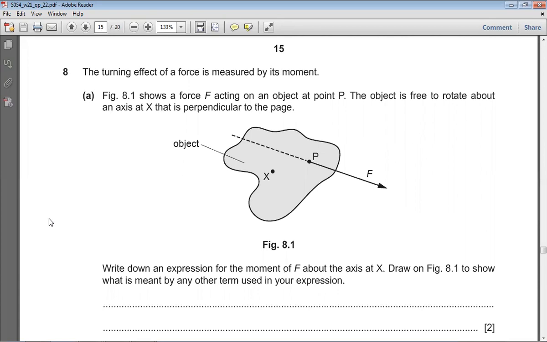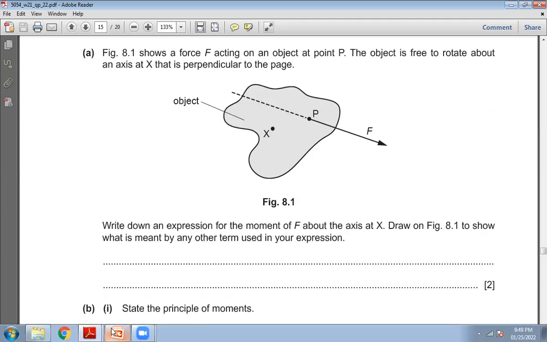You see, the moment of a force is equal to the product of the force and the perpendicular distance between the pivot and the line of action of the force. Or in other words, the moment of a force is equal to the product of force and the moment arm. Moment arm is the perpendicular distance between the line of action of the force and the pivot. So let me show you my answer. It's a 2-mark question, very important.